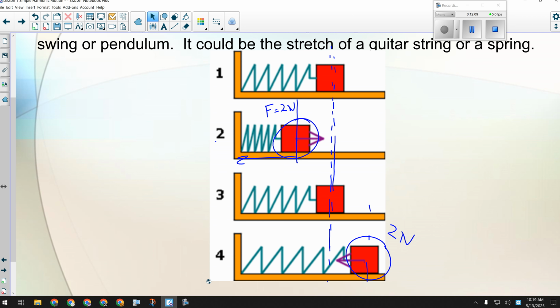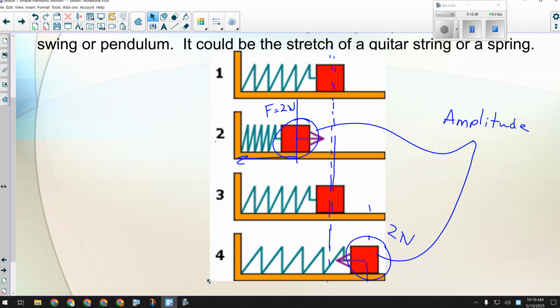If we're naming some of these positions, if I'm looking at the box on the spring here, these two positions that I have circled are what we call the amplitude. That is the maximum displacement from equilibrium that the object experiences.